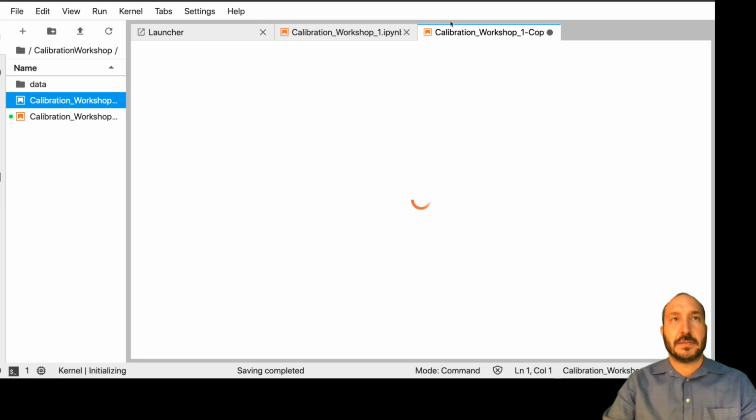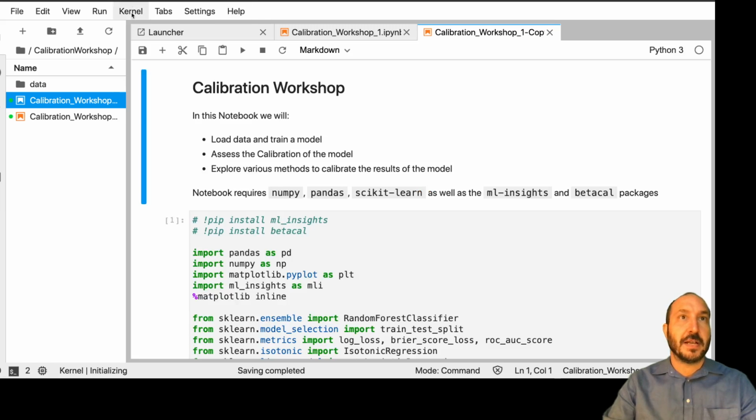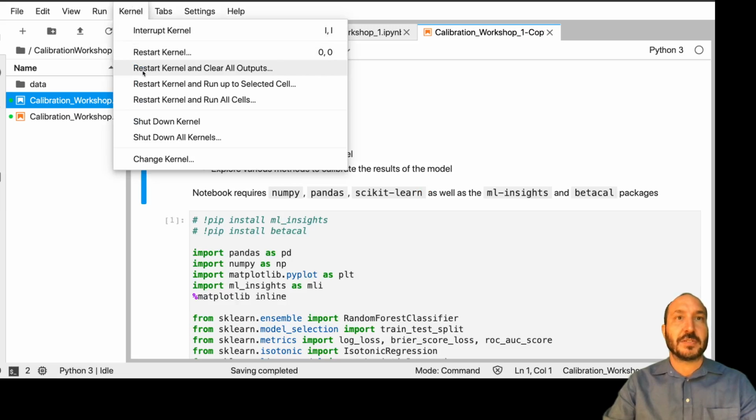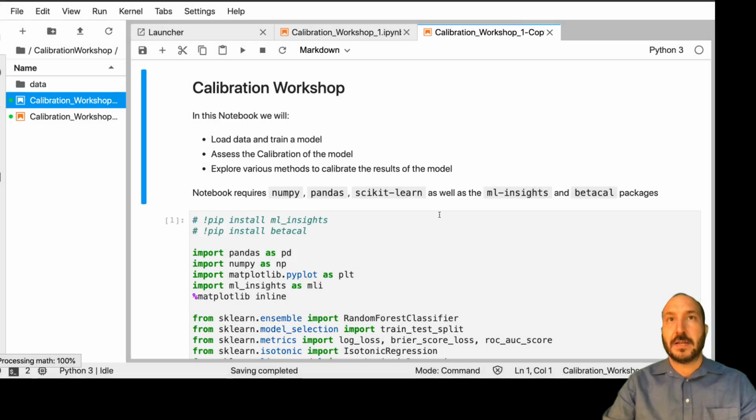And got to wait for it to load up here. Okay. And then go here to kernel and restart and clear all outputs. So this way we can work with a clean notebook, but we can still refer back to the previous one if we want to see a fully worked out notebook.